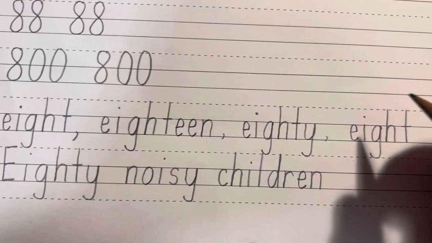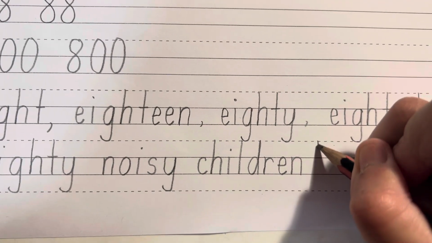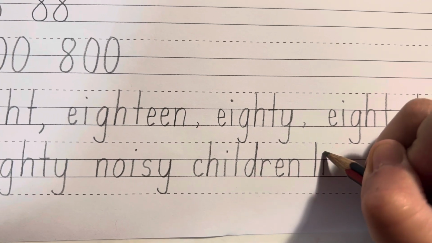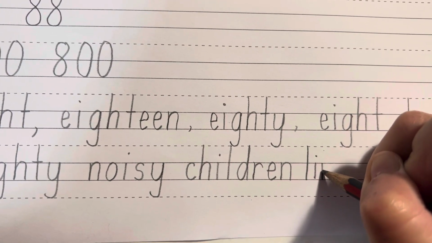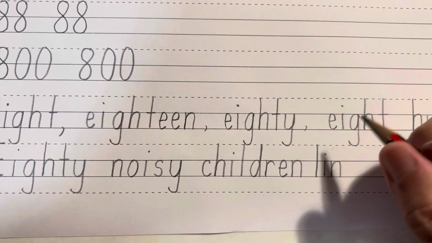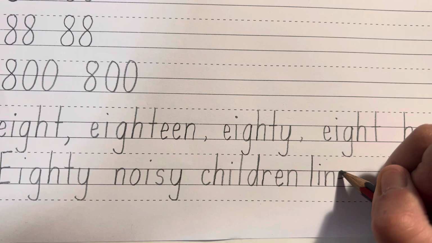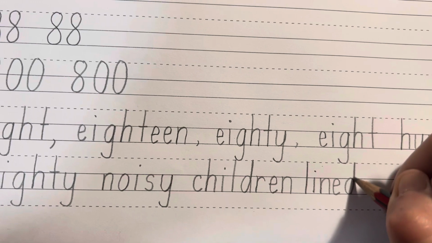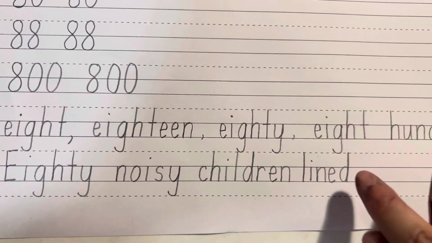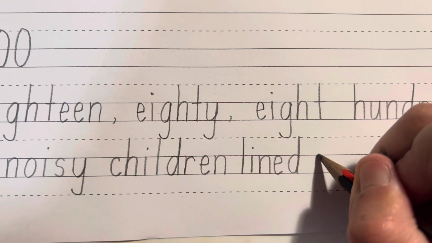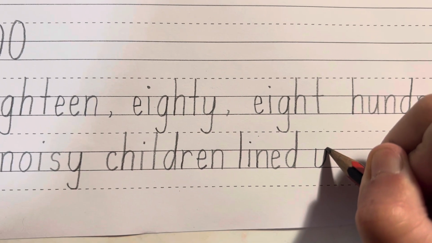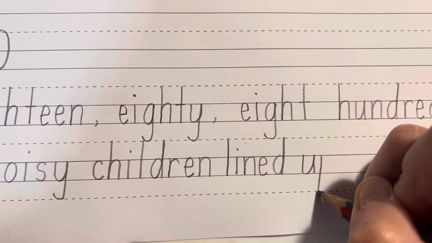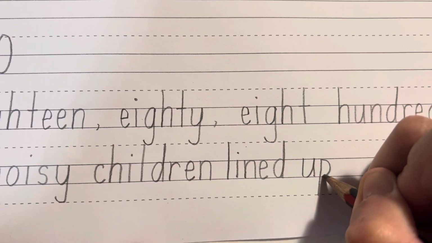Eighty noisy children. Next word is lined, so straight down for L, starting from the solid line for I, down, dot on top, down, up, around and down for N, E, and D, around and up and down. Next word is up, so we're going to go around and up and down for U, and for P we're going to start from the top solid line straight down to the bottom dotted line and join together.